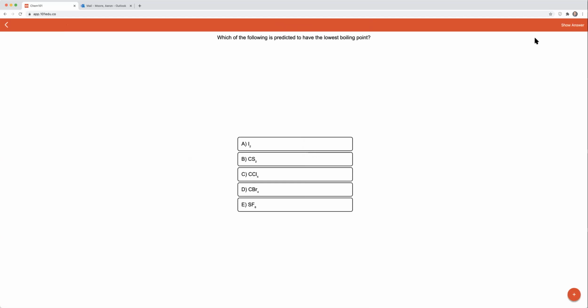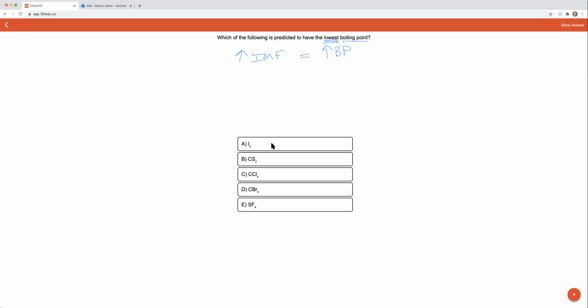Okay. So remember that intermolecular forces are related to boiling point. There's lots of physical properties that are determined by the intermolecular forces, and boiling point is one of those. And so we're asked to predict which one is going to have the lowest boiling point. And so remember that the trend is that the higher the intermolecular forces, the higher the boiling point. And so the opposite would be true. The lower the intermolecular forces, the lower the boiling point. And that's what we're looking for, is the one with the lowest boiling point.